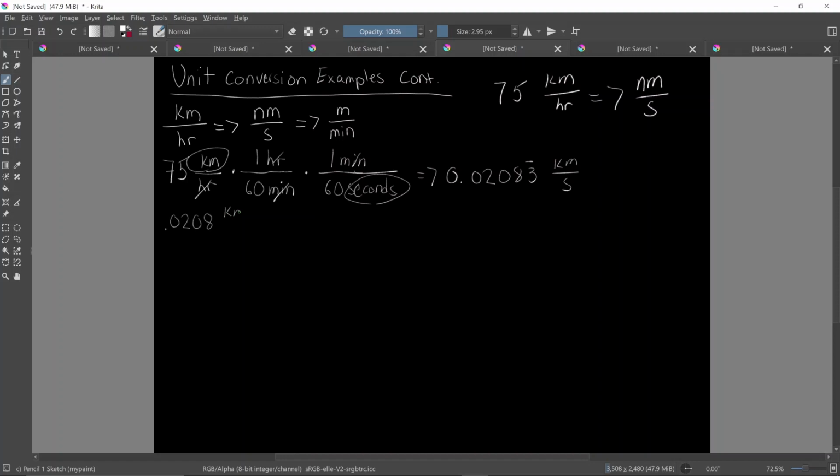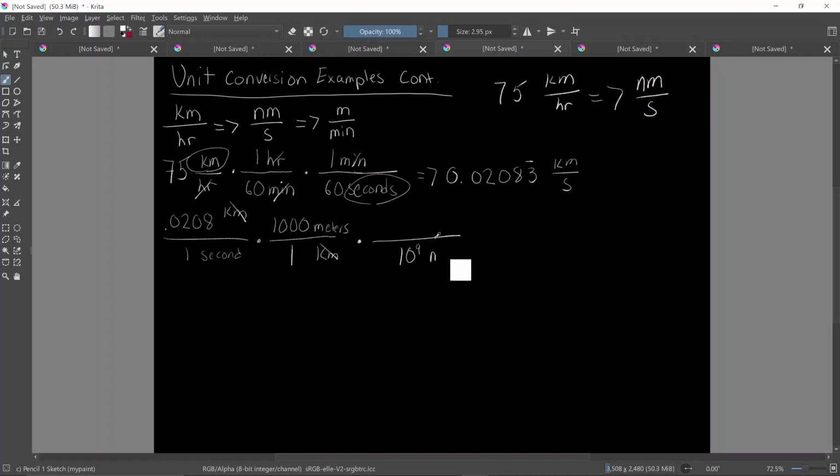So I have kilometers over 1 second. And now I'm back to canceling out the top term. So I'm going to put kilometers down here and then meters up here. So 1,000 meters per 1 kilometer. Those will cancel out. And then I need to get back to nanometers. So I need to remember how many nanometers are in 1 meter, which is 10 to the 9th.